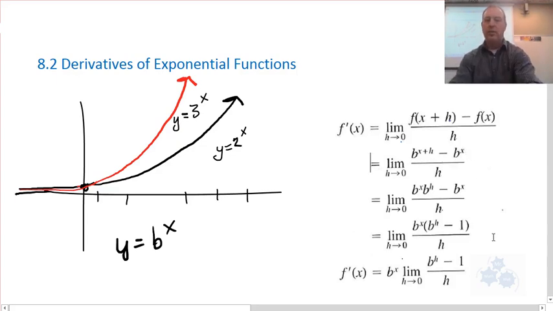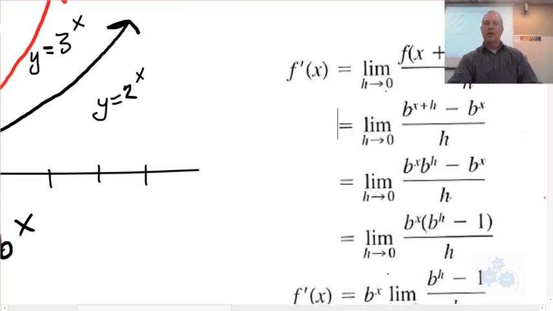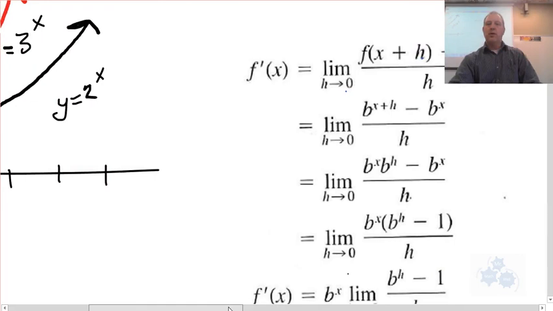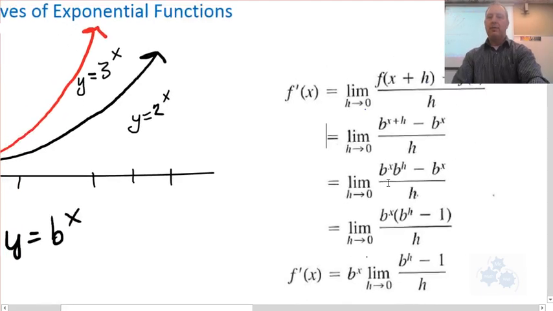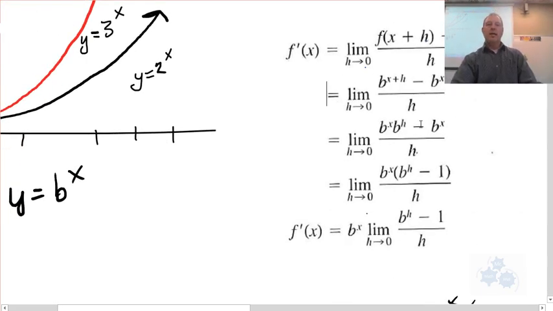Now, this is really critical. One of the most important properties of exponentials is that when you have an exponent with a sum, an addition there, that can be split up into a multiplication of two exponential parts. So b to the x plus h can be split up into b to the power of x times b to the power of h. That's really important. So now we can factor out a b to the power of x.